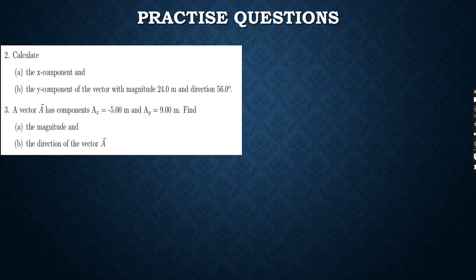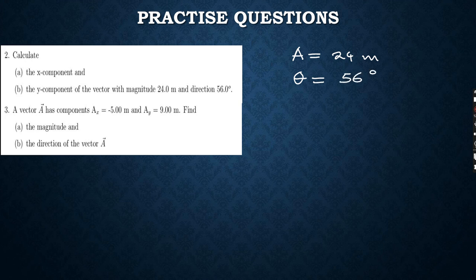So now this is the question. Calculate the x component and the y component of a vector with magnitude. We're going to write this as vector A. The magnitude is 24, we've been given 24 meters. Then the direction theta is 56.